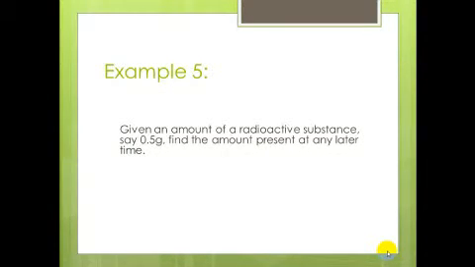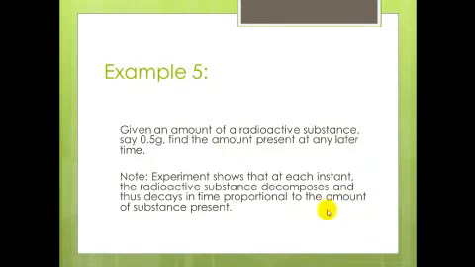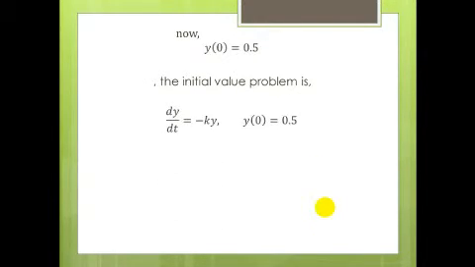For our fifth and final example, we have a word problem. Given an amount of a radioactive substance, say 0.5 grams, find the amount present at any later time. Please note that the experiment shows that at each instant, the radioactive substance decomposes and thus decays in time proportional to the amount of substance present. Now we are given an initial value, which is y of 0 equals 0.5. We denote the amount of the substance at any given time by y of t.